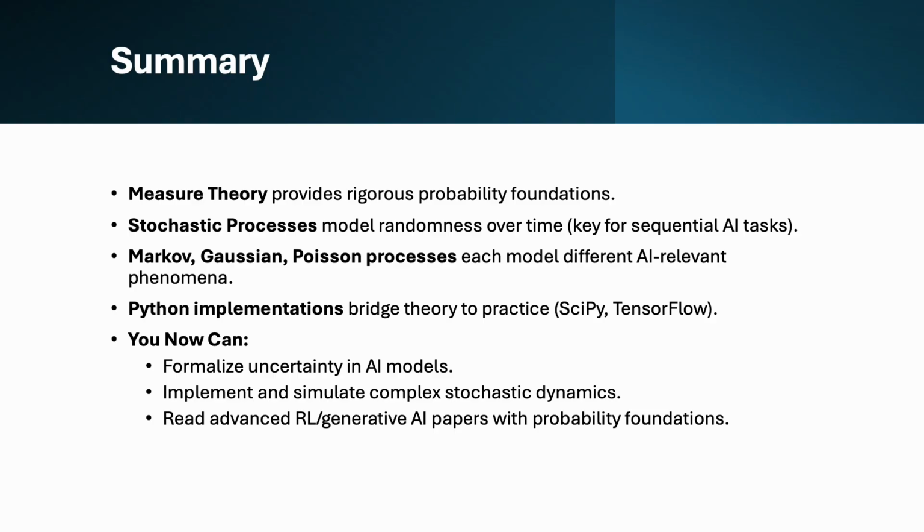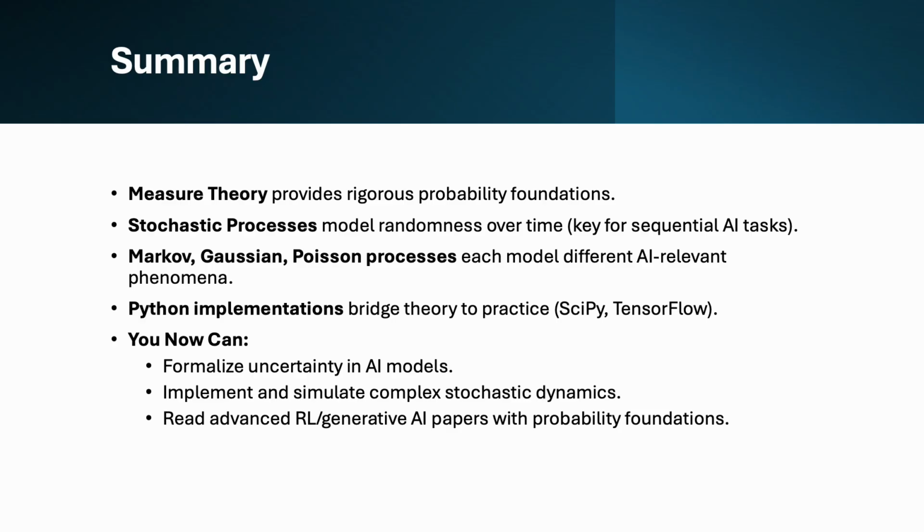In this lecture, we have discussed measure theory that provides rigorous probability foundations, and stochastic processes, which model randomness over time, key for sequential AI tasks: Markov, Gaussian, Poisson process. Even though the Poisson process has not been discussed in this lecture in depth, I strongly suggest you look into this and conduct research using Google Scholar or IEEE Xplore. Each model captures different AI relevant phenomena.